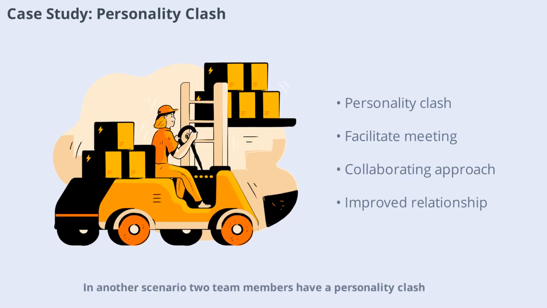In another scenario, two team members have a personality clash, leading to frequent disagreements. You identify the source as interpersonal issues and the stage as felt conflict. The context reveals that both are key contributors. You facilitate a meeting, encourage open communication, and use the collaborating approach. By focusing on shared goals, the team members find common ground and improve their working relationship.